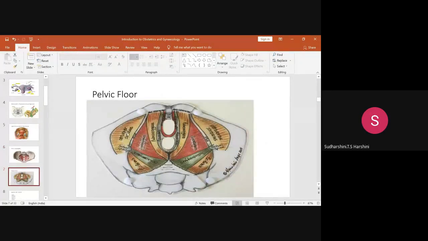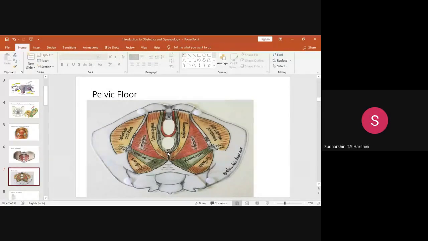So this one is obturator internus. You can see now the obturator internus, the arcus tendineus levator ani, and this is the iliococcygeus originating from the arcus tendineus levator ani and getting inserted here. This is ischiococcygeus. This is pubococcygeus from the posterior portion of the pubic symphysis getting inserted into the coccyx, and this is called the anococcygeal raphe.